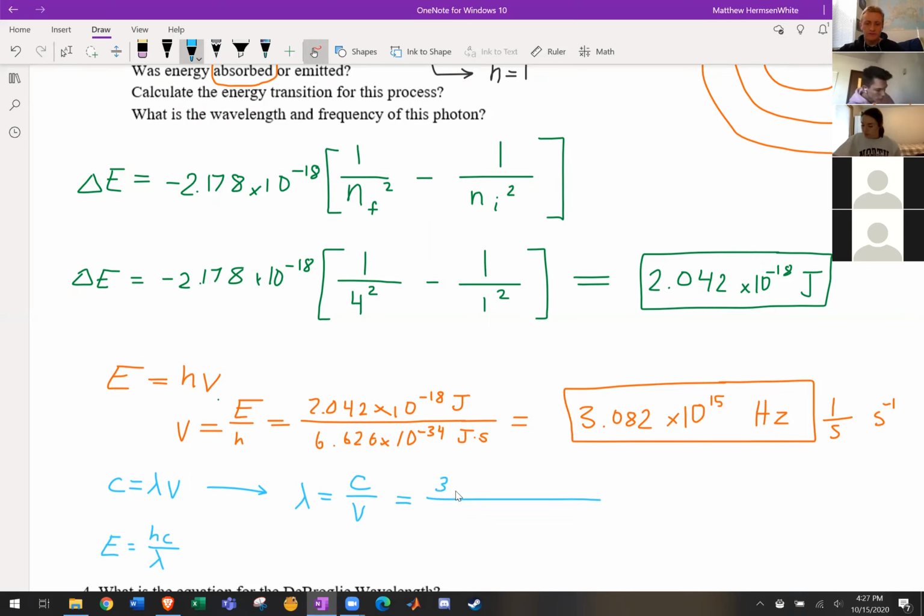So the c value for the speed of light is 3.00 times 10 to the 8th meters per second. And the frequency we solved above is 3.082 times 10 to the 15 hertz. And so I get the wavelength to be 9.8, no, I did not, 9.735 times 10 to the minus 8 meters.